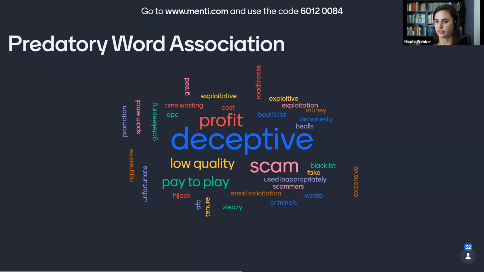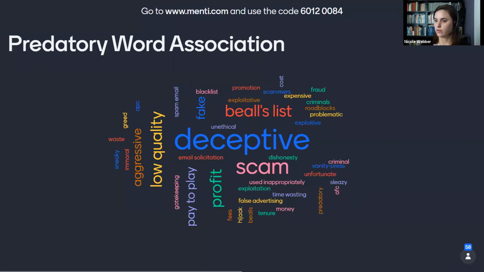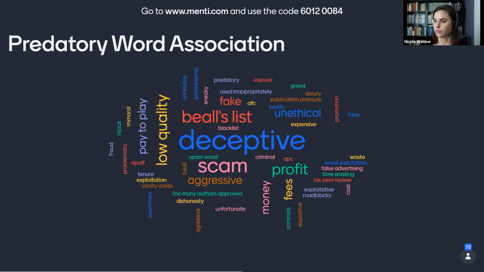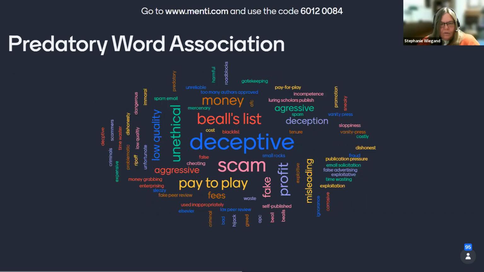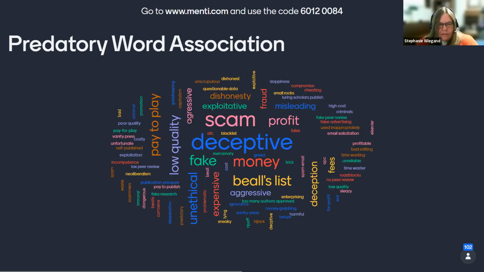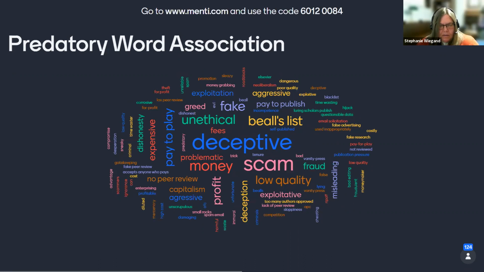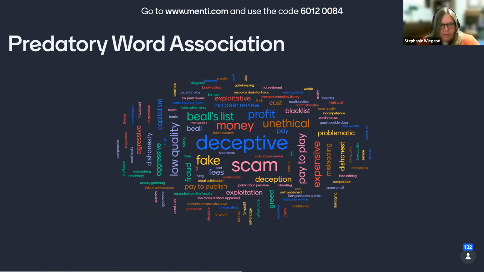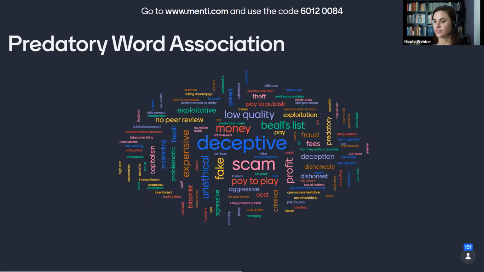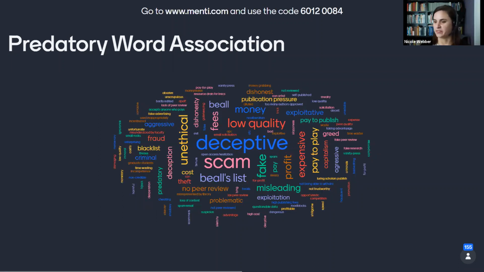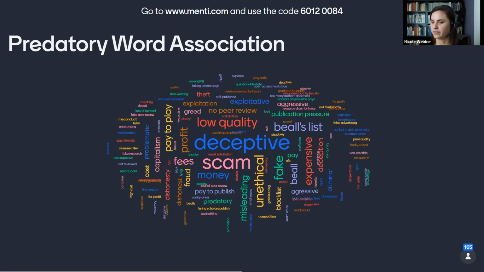So deceptive is a big one. Scam. We've got people who are familiar with Beall's list. I'm seeing some different words for cost and fees and the money they make. Pay to publish. This is a good word cloud. I'm glad we have so many people involved.